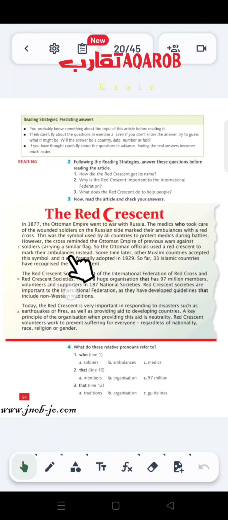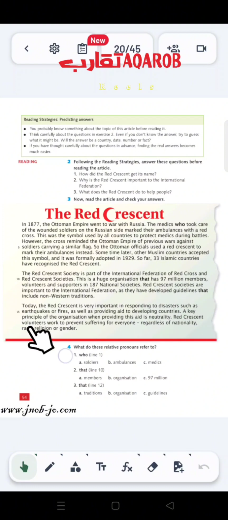Now, the second paragraph, which starts with line 9. The Red Crescent Society is part of the International Federation of Red Cross and Red Crescent Societies. This is a huge organization that has 97 million members, volunteers, and supporters in 187 national societies. Red Crescent societies are important to the International Federation as they have developed guidelines that include non-Western traditions.